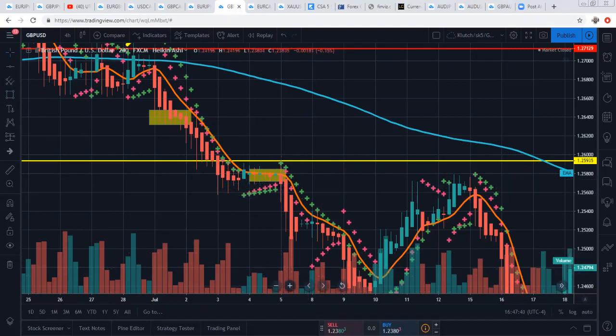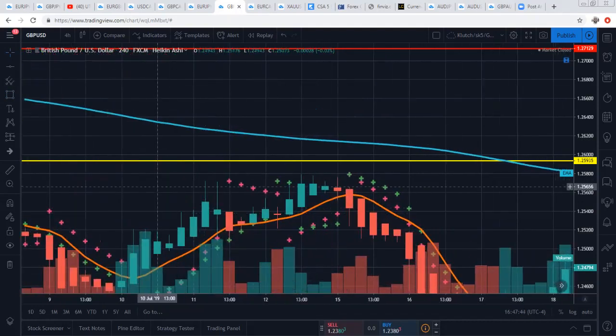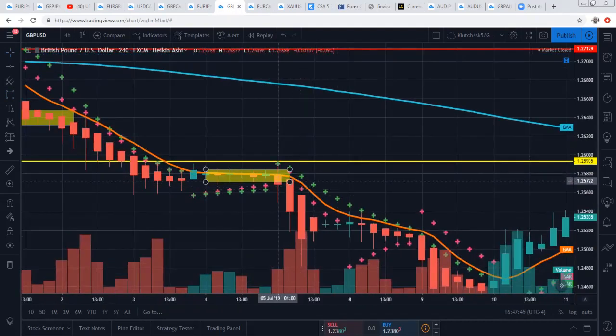Can y'all see that? Yes. You see how it broke out of the box, closed below? So you don't get in on this candle. You wait till it's 10, 9, 8, 7, 6, 5, 4, 3, 2, 1, and it pulls back. When it pulls back here, this is where you should enter, right here on this candle. Then allow it to go down.